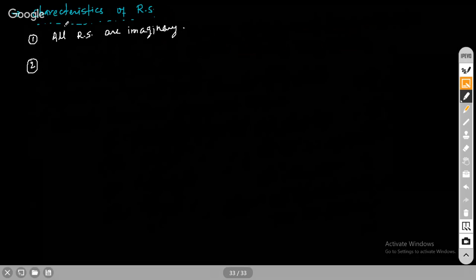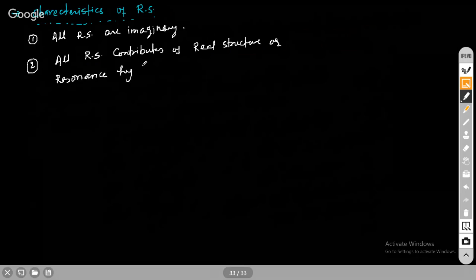Second one, all RS contribute to the real structure or resonance hybrid.